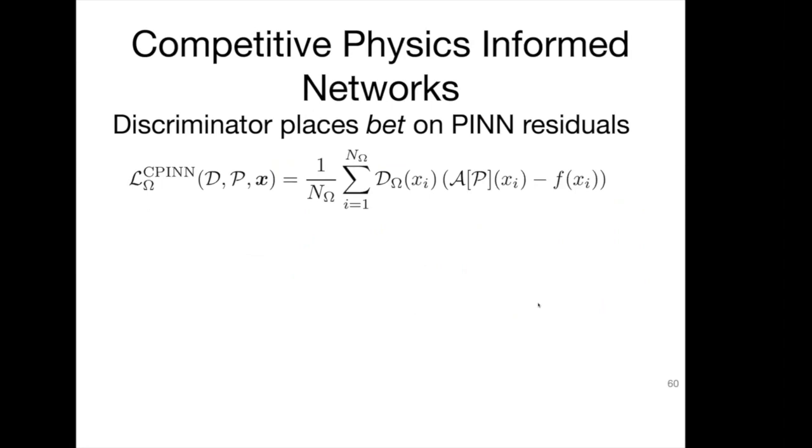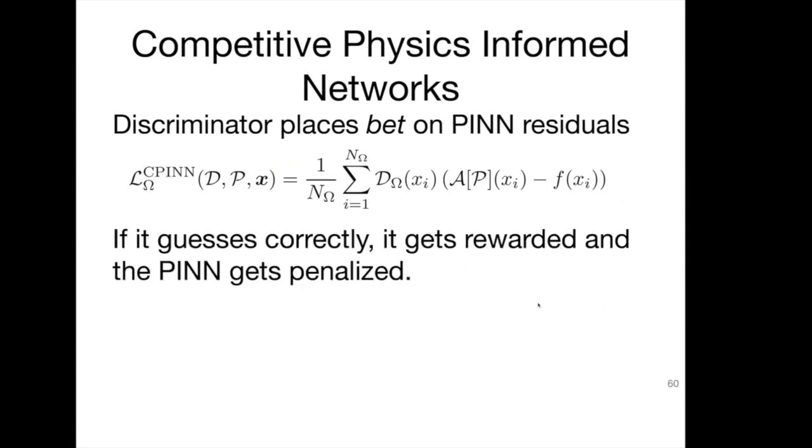And really the idea here is that the discriminator places a bet on the PINN residuals. So if it guesses correctly, if it says that at a given point the residual is positive, or for systems of PDEs the residual points in a certain direction, and it's right, then it gets rewarded and the PINN gets penalized. Otherwise, it's the opposite way around, where the discriminator gets penalized and the PINN gets rewarded.